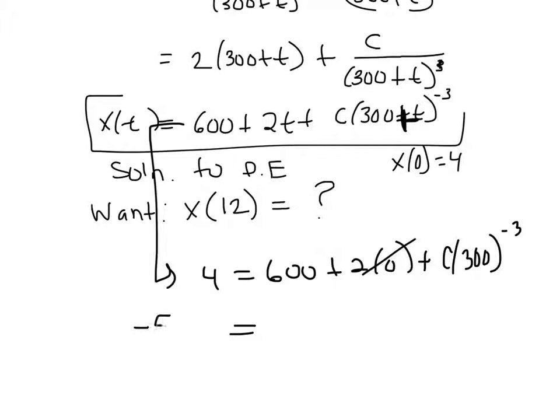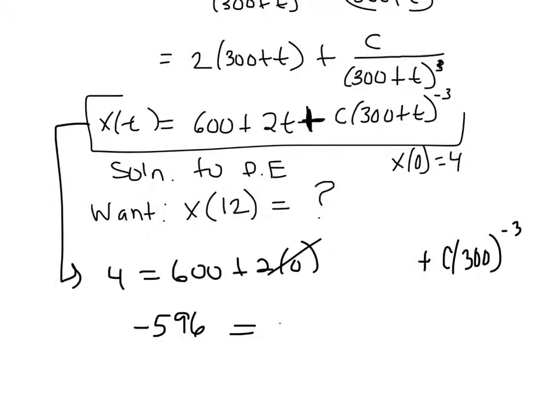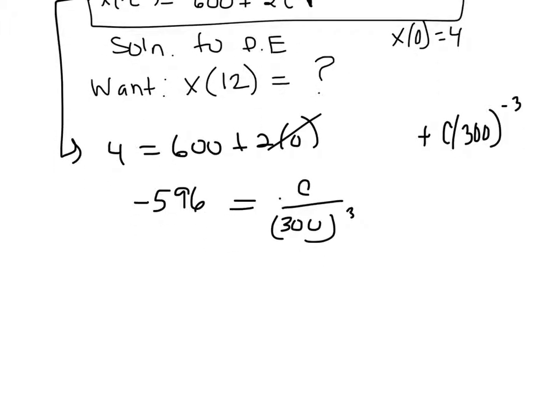So what do we get? Negative 596 equals c, we can write this as c over 300 cubed. Then we can cross multiply, and we get the following: 300, all that cubed. So then you go to your calculator, have a graphing one, and just insert that.